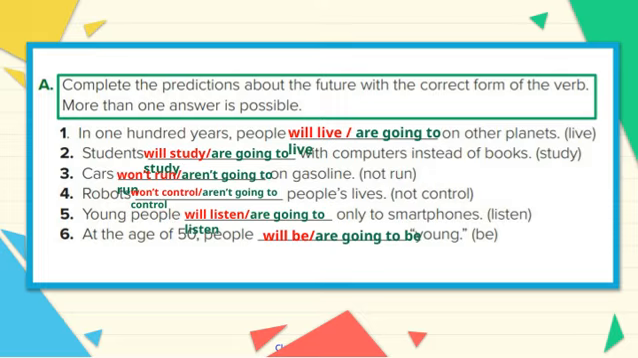Moving on, will study or are going to study are phrases that show your plans or intentions to study in the future. You might say, I will study harder next semester, or we are going to study at the library tonight. Finally, will live or are going to live are used to discuss where someone will reside in the future. Like, I will live in New York, or they are going to live abroad for a year. Overall, these expressions help us communicate our plans, intentions, and predictions clearly and effectively. Whether we use will or going to depends on the context, but both are essential for talking about the future.